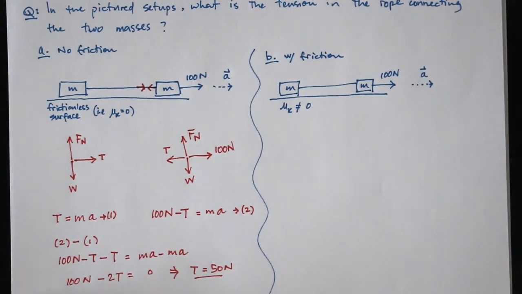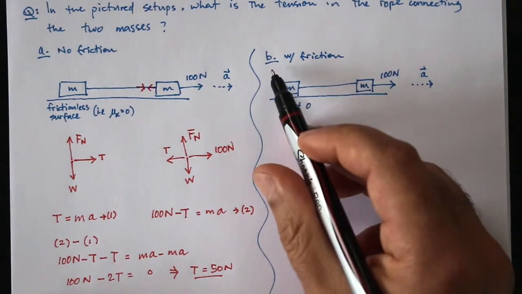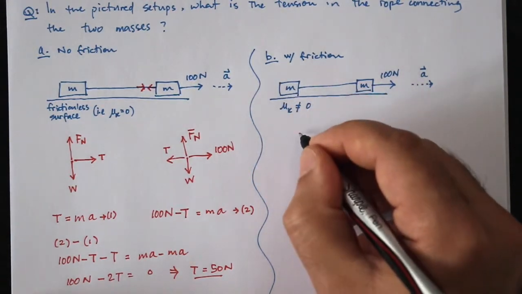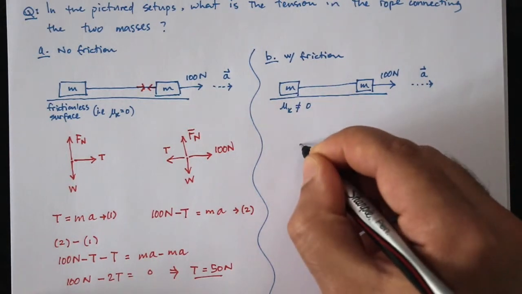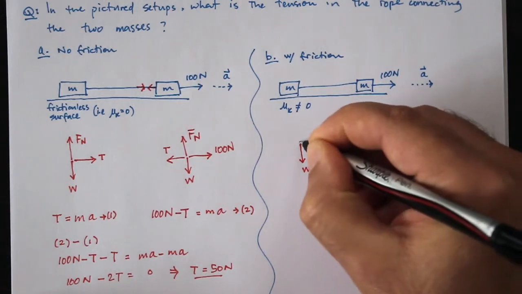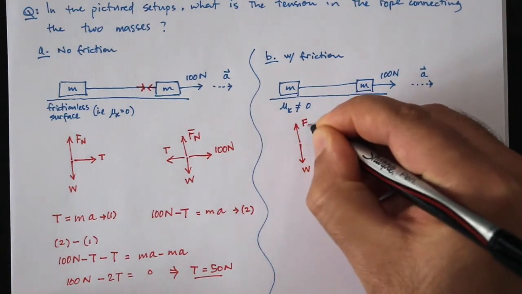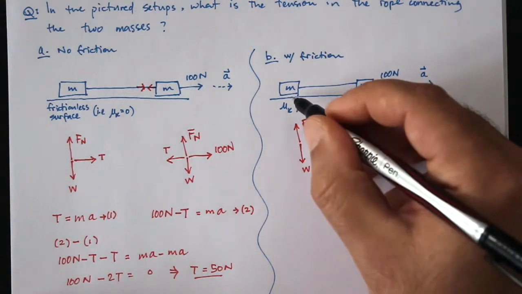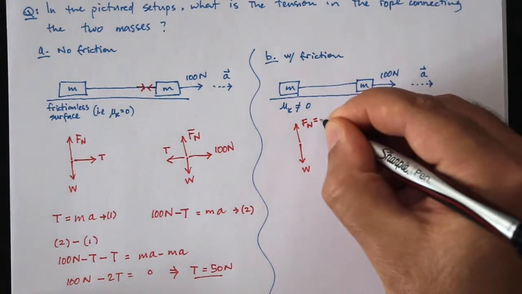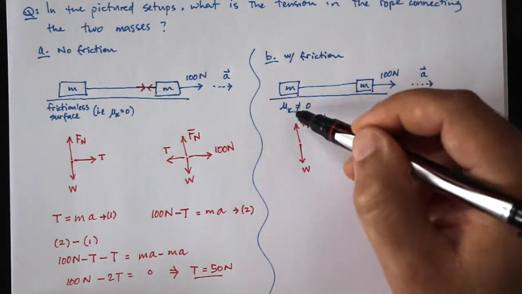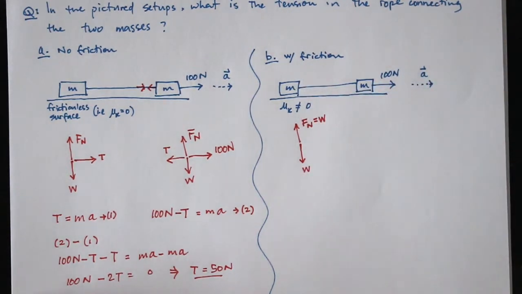Now, if I want to solve part B with the friction, then I'm also going to draw the free body diagrams. So for the mass on the left, it has some weight. The surface responds with the normal force, and I know this normal force is going to be equal to the weight because it's in equilibrium in y.